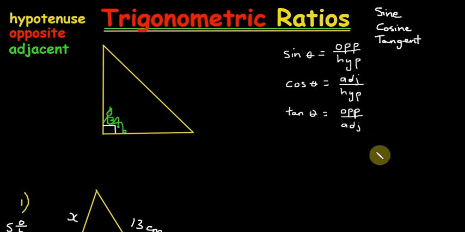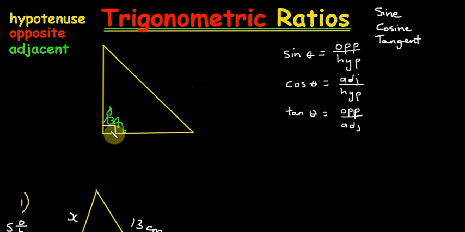So, in this video, we will find an unknown side of a right angle triangle, given an angle and a side. But before we get into that, let us get into the basics.